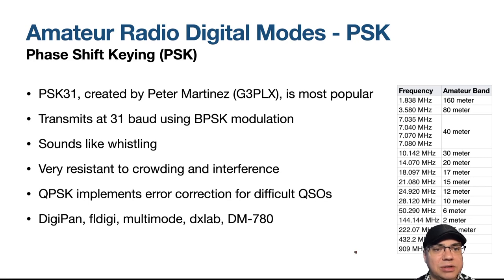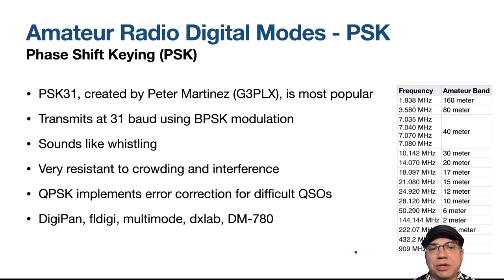So if you're looking to get into PSK or listening to PSK or trying to make contacts on PSK, those are some good frequencies to try. This one's also pretty slow. It's 31 baud using BPSK modulation.